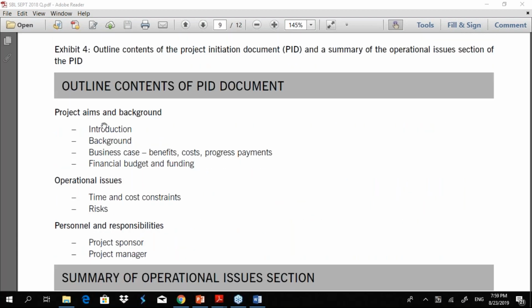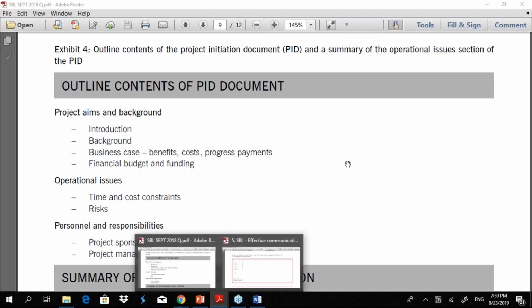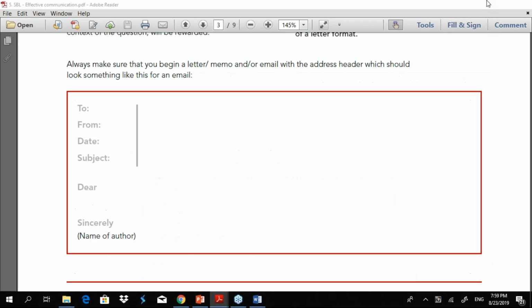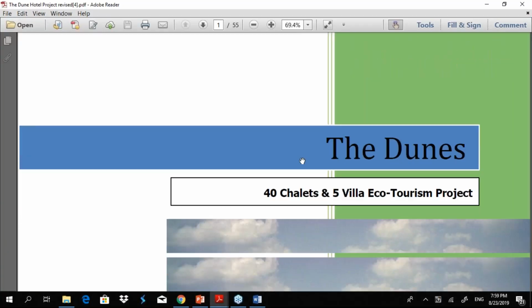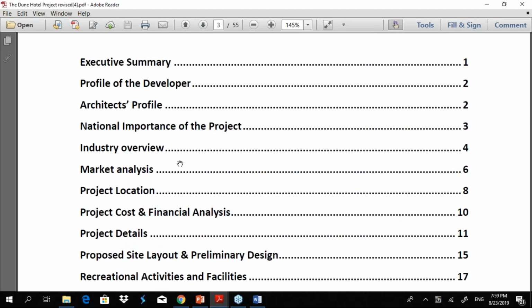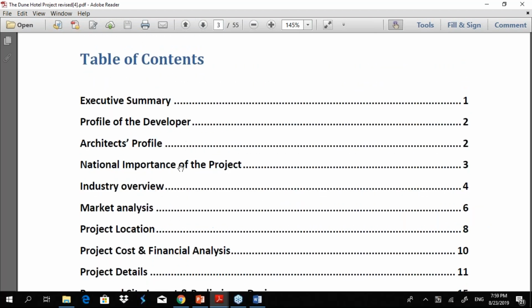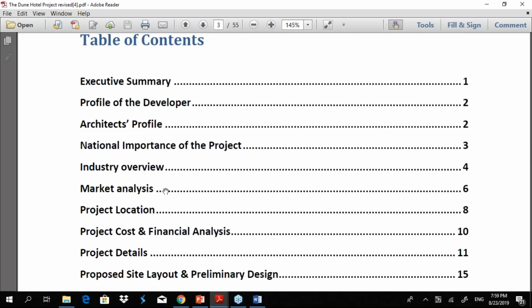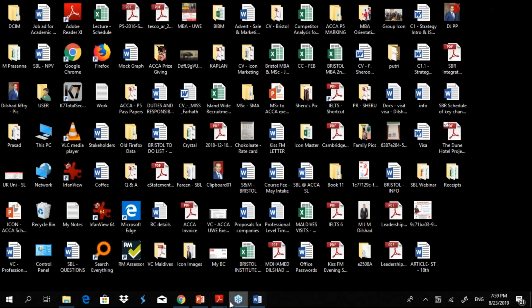So outline content is this, like I showed you in that business case document. In a business case document, you have a lot of outline content, a content page. We call it table of contents. So in a PID, you will have a different set of outline content.